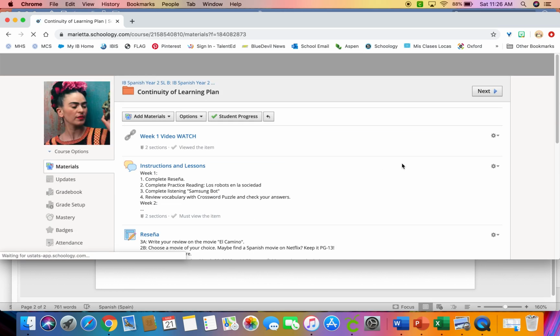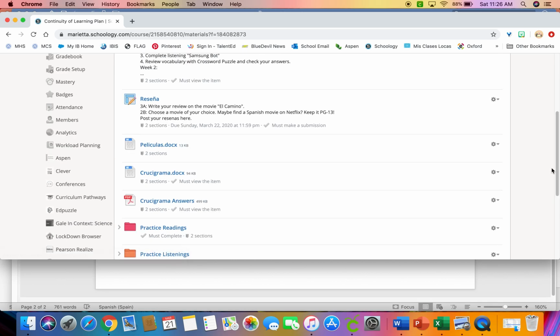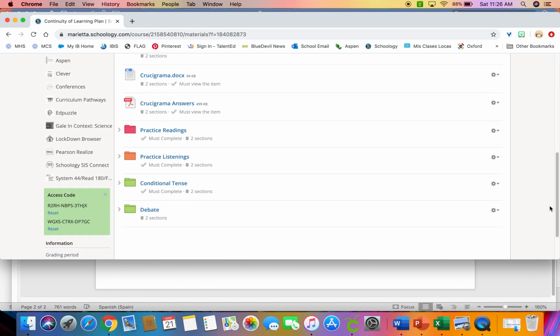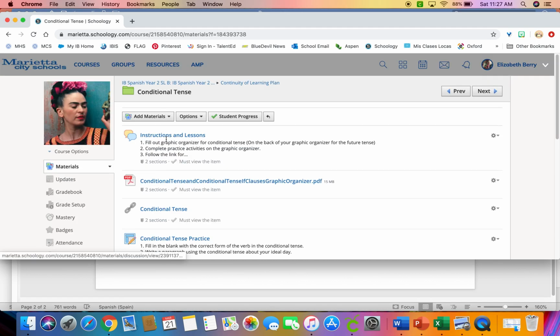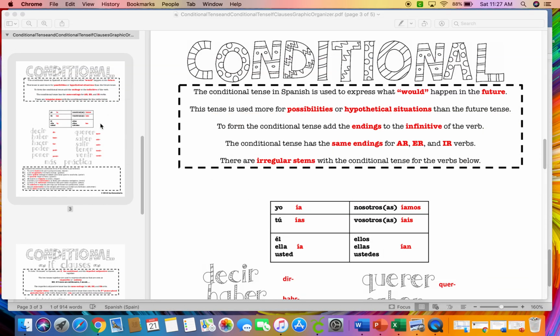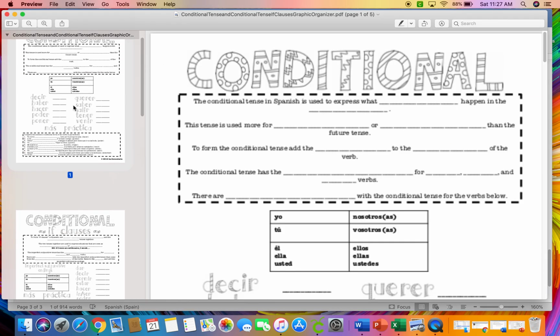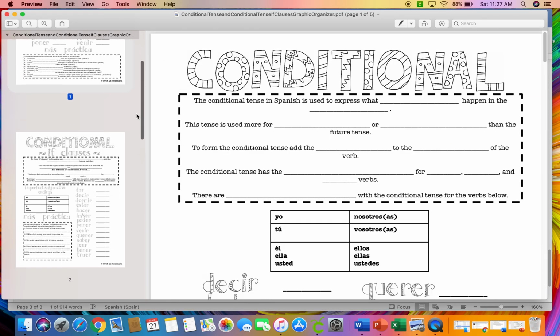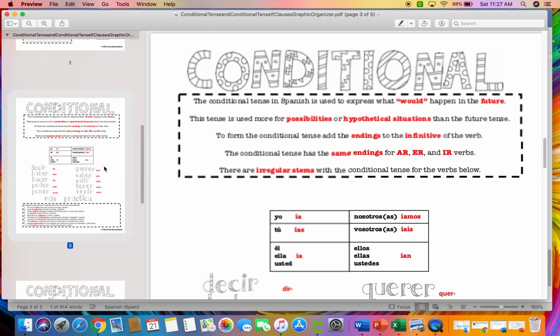So speaking of conditional tense, it's the folder down here. I've went ahead and put, sorry guys, here it is, conditional tense. So again, I have the instructions. I want you to fill out your graphic organizer for the conditional tense. It's right here. And remember, that's on the back of your future tense graphic organizer that we were working on before we left. And let me pull that up for you guys so you can see it. Too many things open. So here's the blank if you lost it. Here's the blank version. And here are the answers that you're going to fill in.